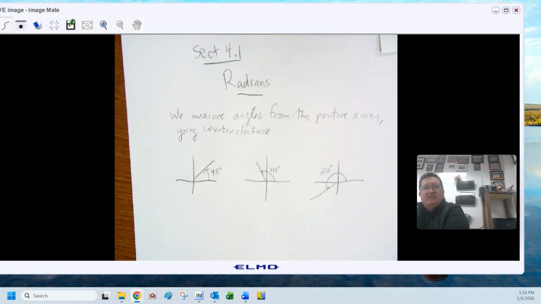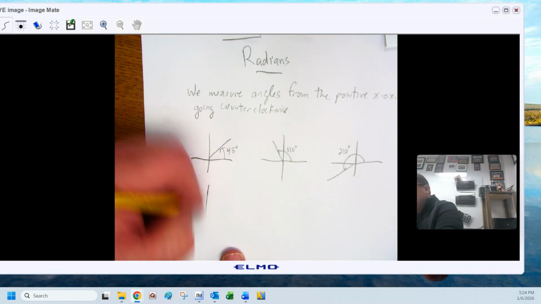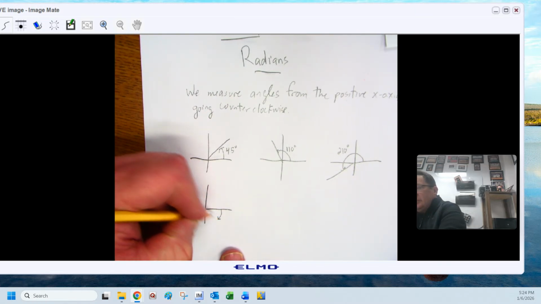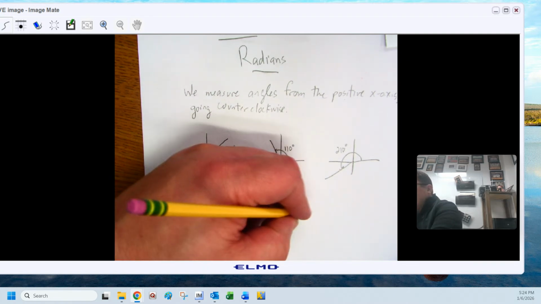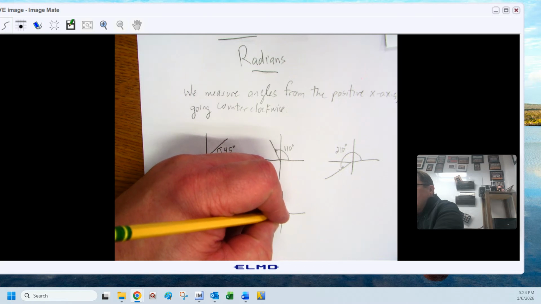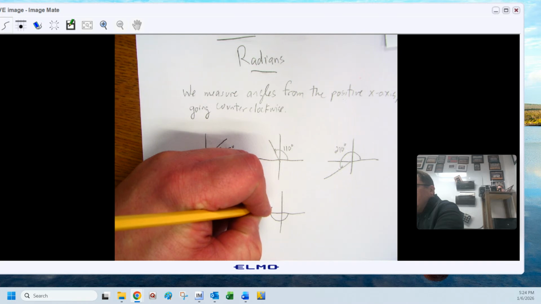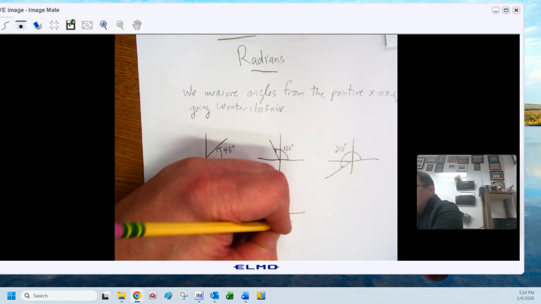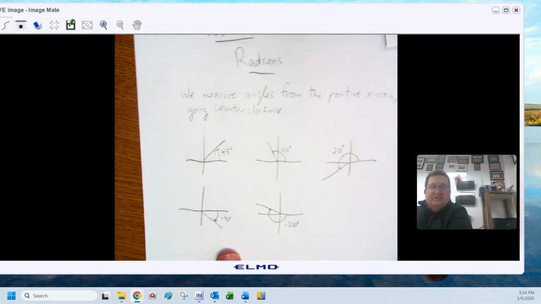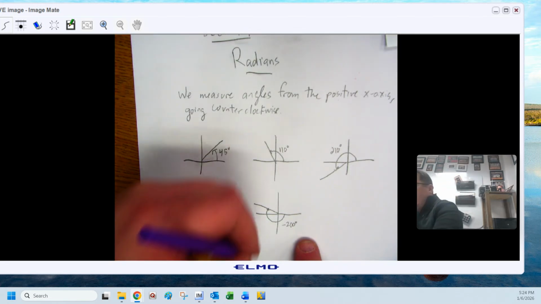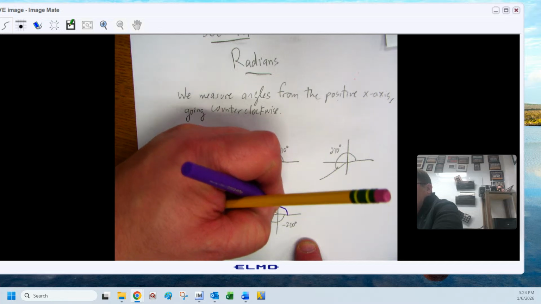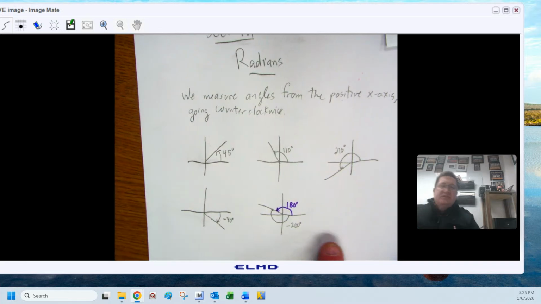The other thing that's true is we could go negative. And so maybe this is negative 40 degrees, or negative 200. And you might be like, Mr. DeNeve, isn't negative 200 the same thing as, say, positive 160? And you would be right. So we say that those angles are what's called coterminal. We'll get into that more in the next lesson.